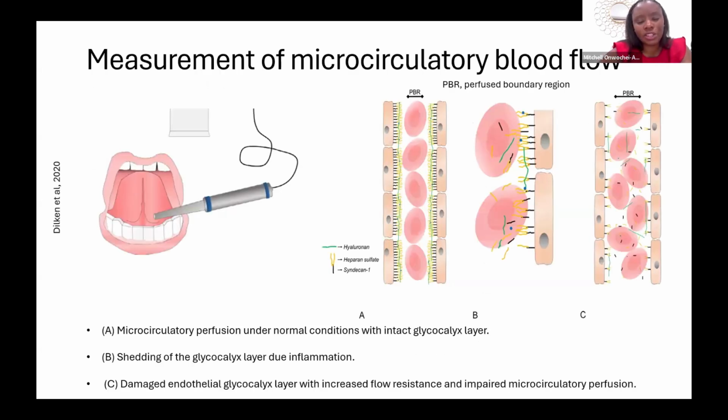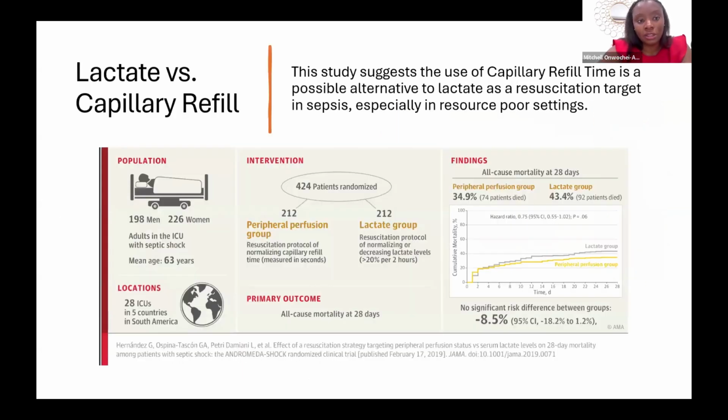So this is the measurement of microcirculatory blood flow. You have a handheld vital microscope. You put it underneath your tongue. You look sublingually, and you look for shedding of the glycocalyx layer, which will indicate inflammation. And during shock, you have a completely damaged endothelial glycocalyx layer. So I have no experience with this, but some ICUs here in the United States use it. And lactate versus capillary refill is helpful in resource poor settings.